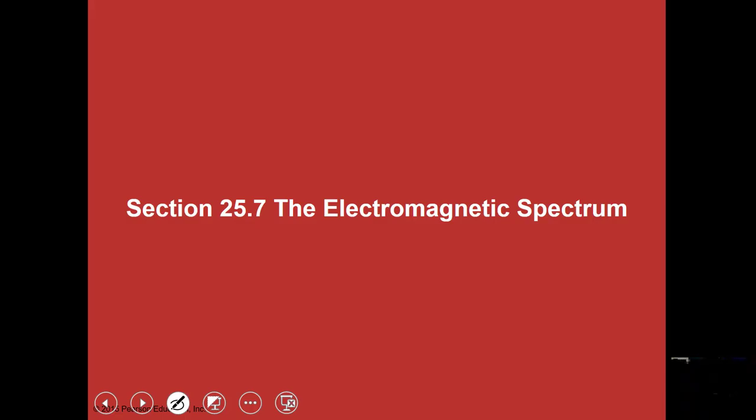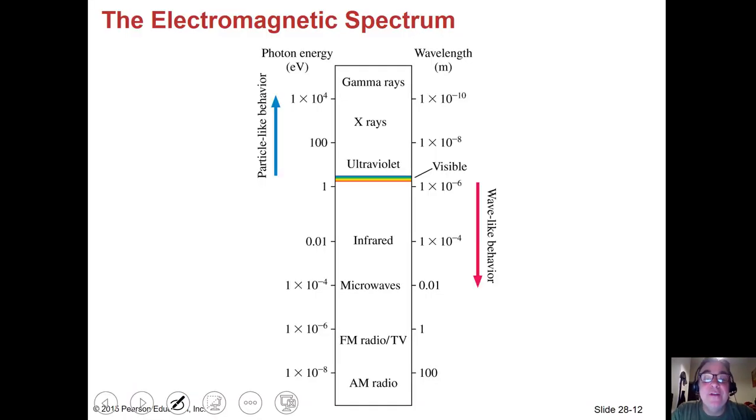So the electromagnetic spectrum, also from chapter 25, looks something like this. Down here we've got AM radio. Here's the associated energy in eV. Here's the wavelength. As the wavelength gets smaller, the frequency gets bigger, and you can see the energy changes. All the way up here at gamma rays, 1 times 10 to the 4th eV. Gamma rays can be produced, say, in a supernova. X-rays, maybe you've had an X-ray before. You can see that's part of the spectrum.